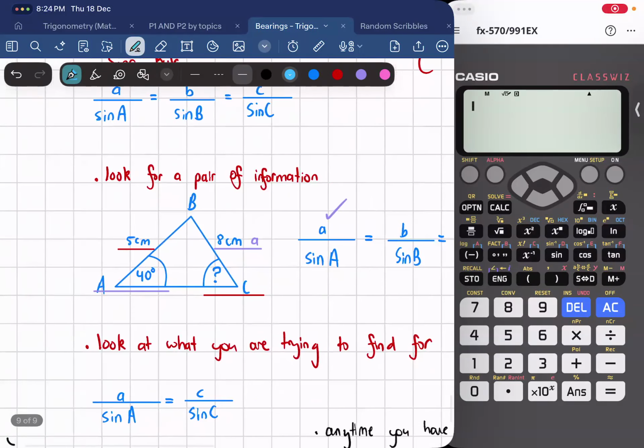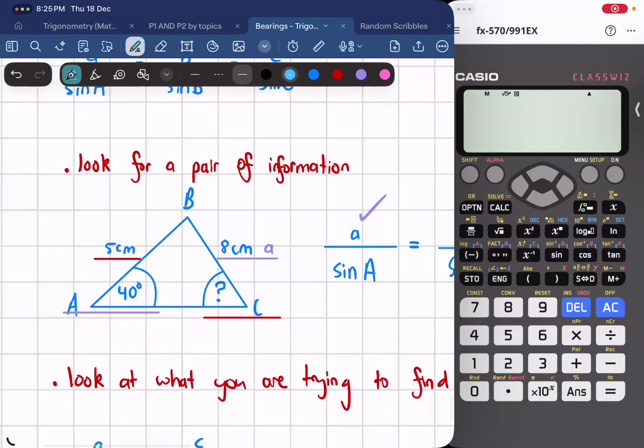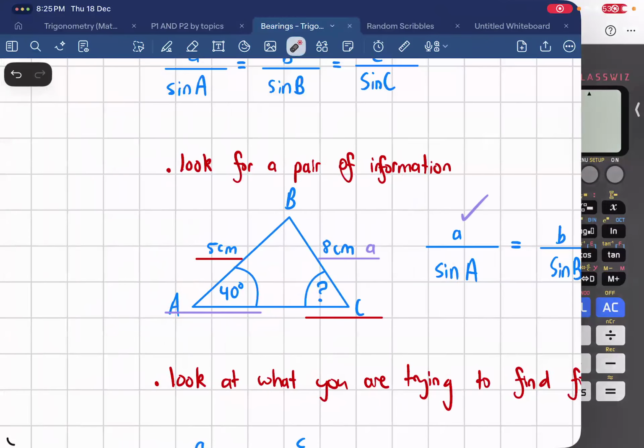Now, when you're using the sine rule, you need to pick 2 out of the 3 there. So Camille, the first hint, you're going to look for a pair of information. So this is what I'm talking about. If you look at this diagram, what angles do you see in there? I'm seeing 40 degrees. That's the only angle we're seeing, right? So we know angle A.